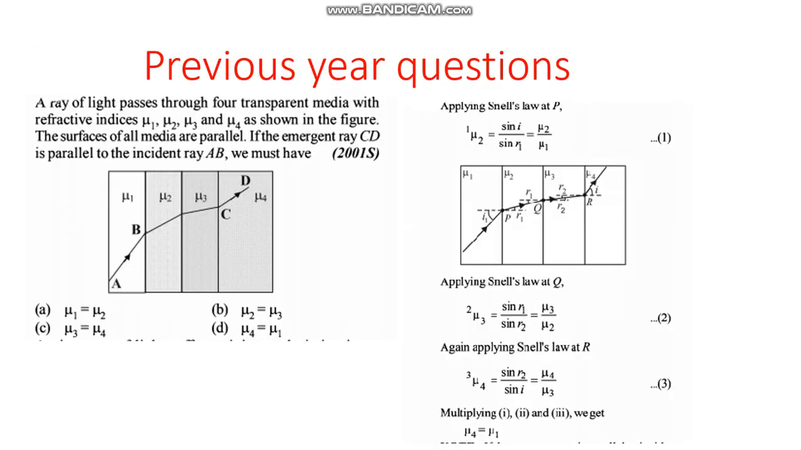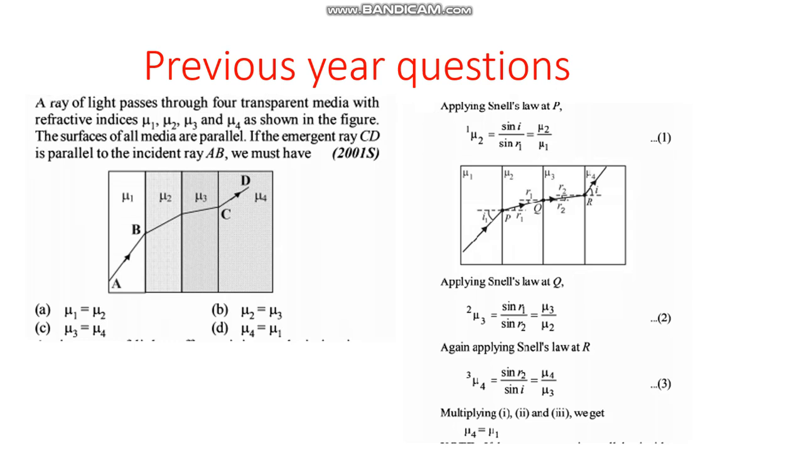These are previous year questions from the optics chapter. These are all advanced questions. A ray of light passes through four transparent media with refractive indices mu1, mu2, mu3 and mu4 as shown in the figure. The surfaces of all media are parallel. If the emergent ray CD is parallel to the incident ray AB, we must have. So four options are given. We have to choose which is the correct one.